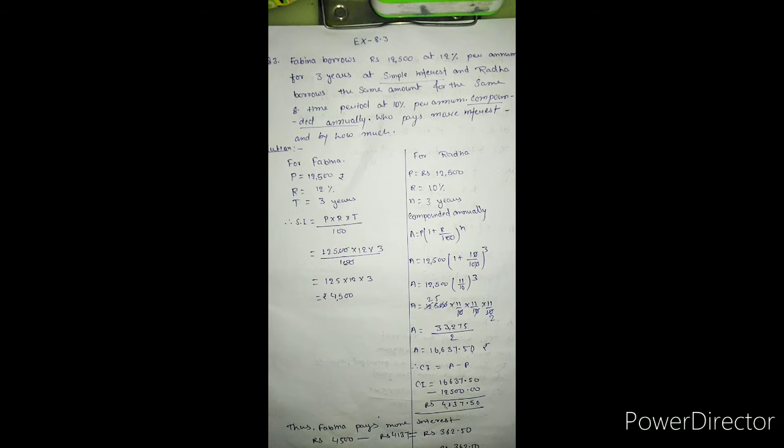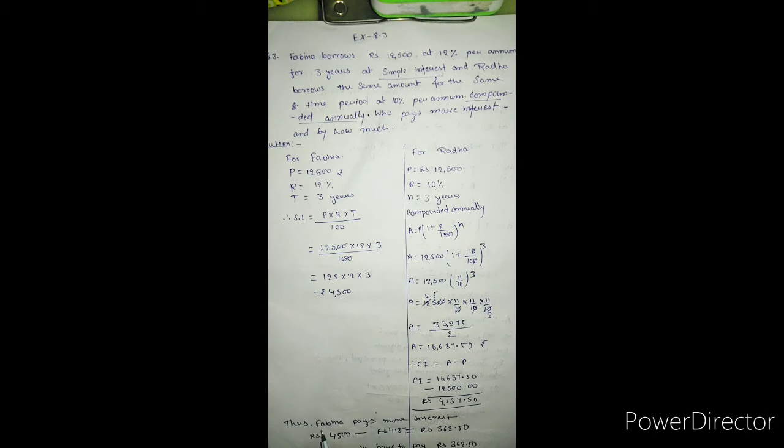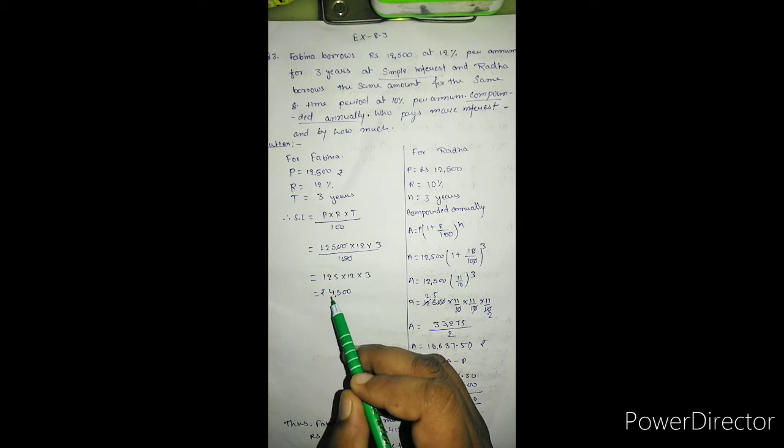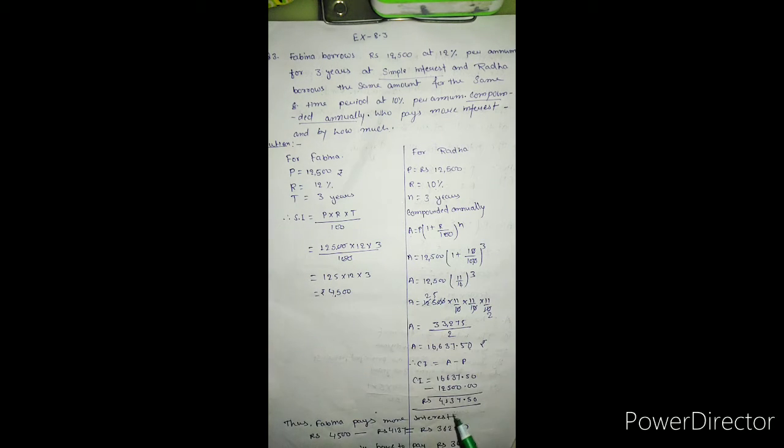Thus Favina pays more interest, because Favina paid 4,500 in interest, but Radha paid only 4,137. So 4,500 is greater than 4,137, so Favina pays more interest. How much more? Subtract both of these numbers and you get rupees 362 and 50 paise. Hence Favina will have to pay rupees 362 and 50 paise more.